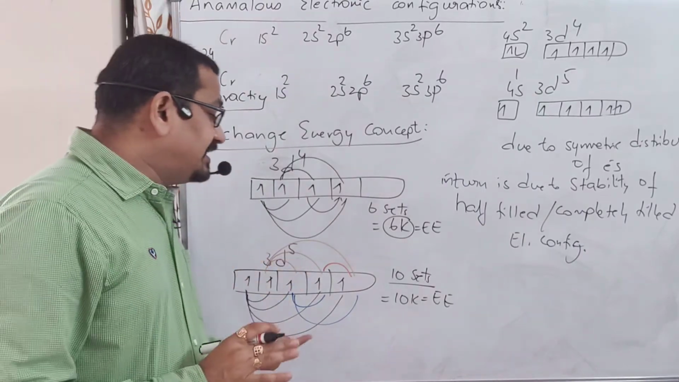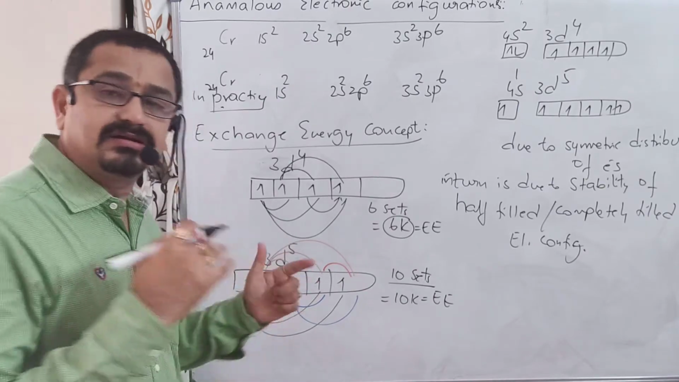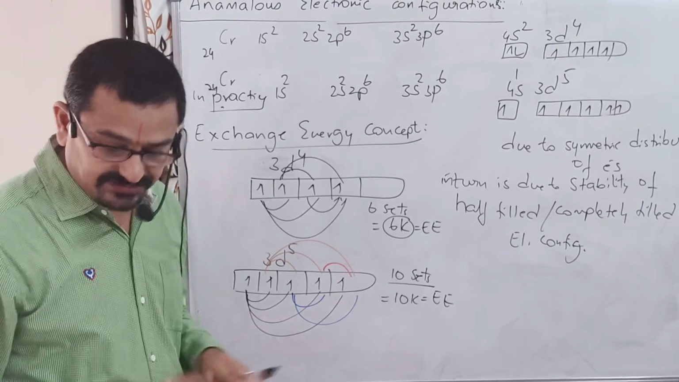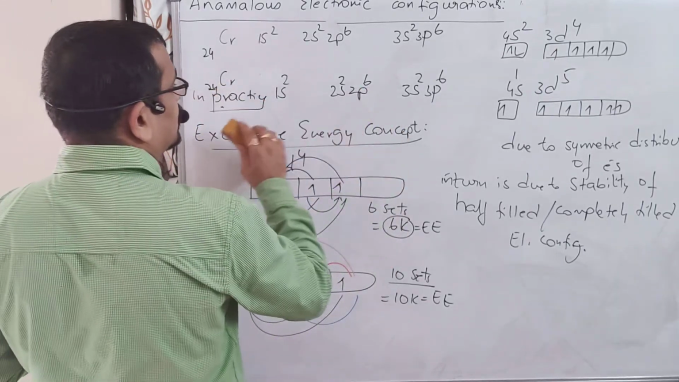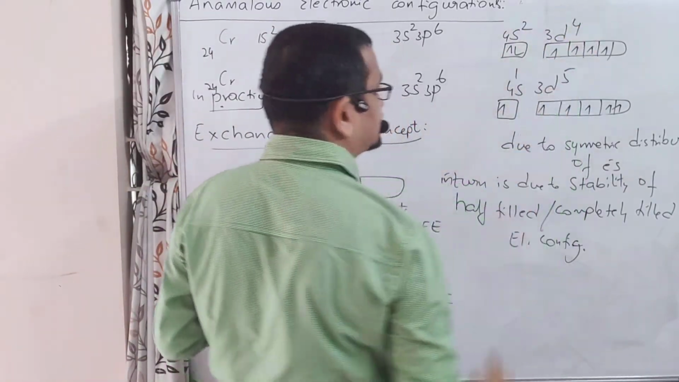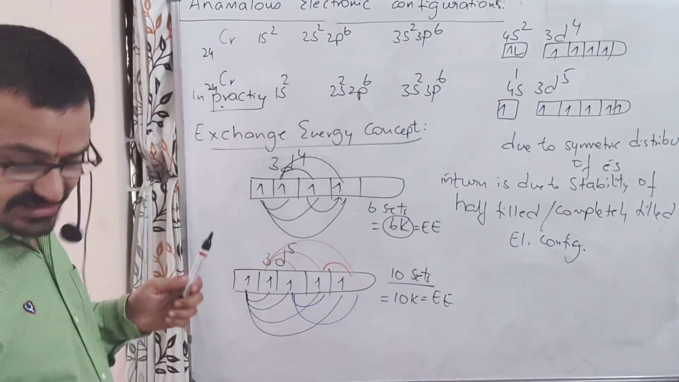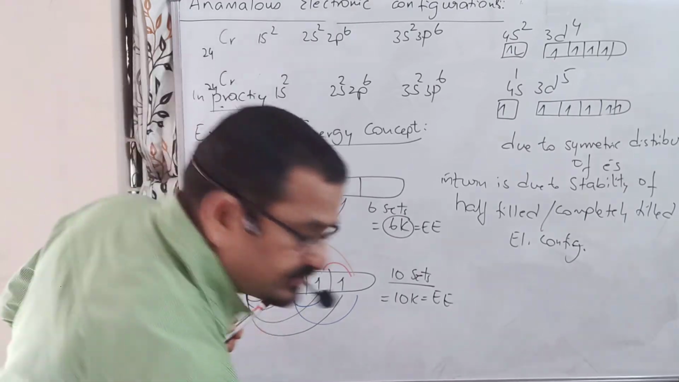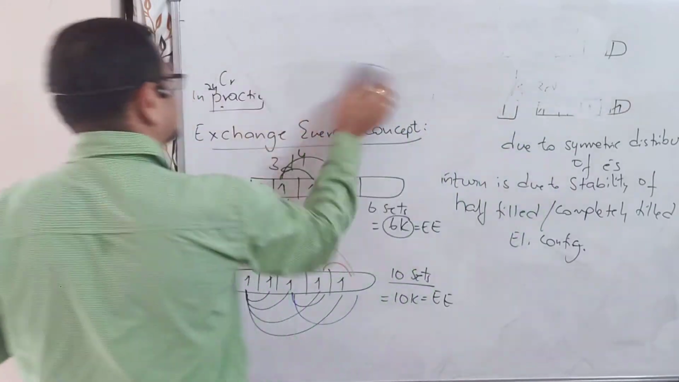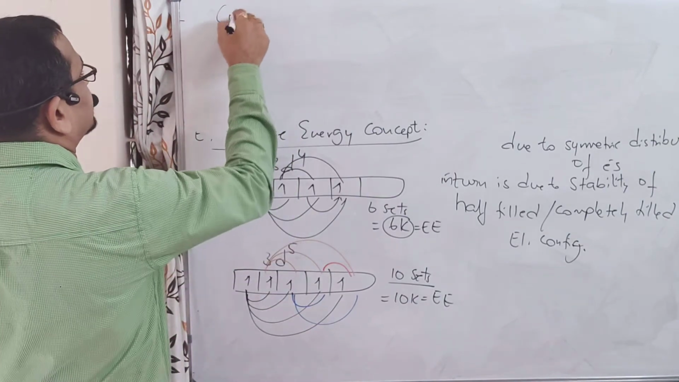So the atom is more stable when it has a half-filled configuration. In this way, the stability of atoms having half-filled or completely filled electronic configuration was explained using the exchange energy concept, with respect to which the electronic configuration of chromium was practically observed as 4s1 3d5 instead of 4s2 3d4. Likewise, some more elements can also be studied using this exchange energy concept. For example, copper, 29.